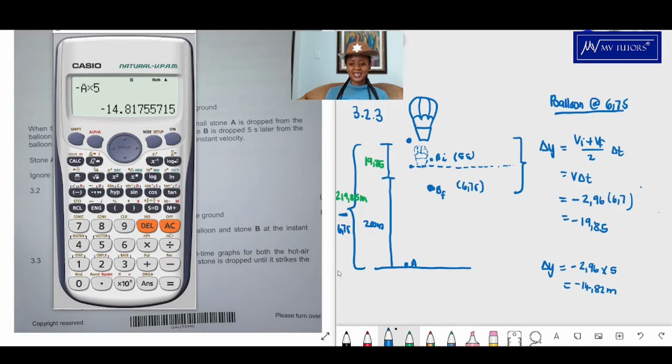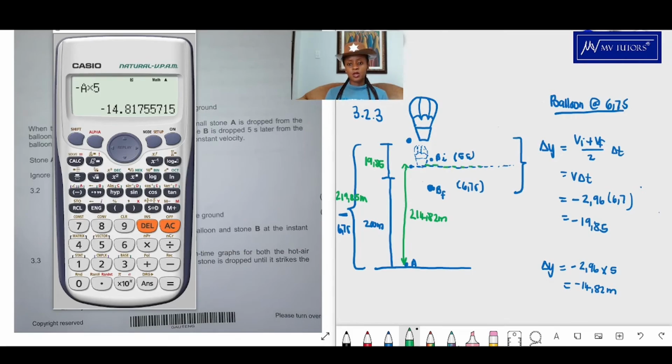Okay, I'm just really going to round off this time. I can't be storing everything. So the hot air balloon at this point in time, this distance here was 14.82. This is as stone B was about to be dropped. Okay, so that's 14.82, meaning the height of the hot air balloon above the ground when stone B was about to be dropped is actually the 200 plus 14.82, so that's 214.82 meters.